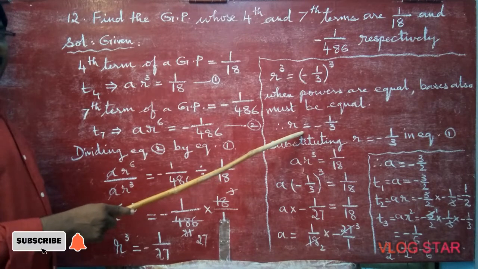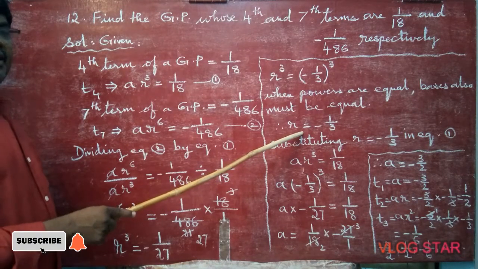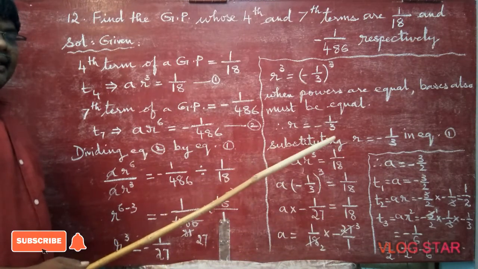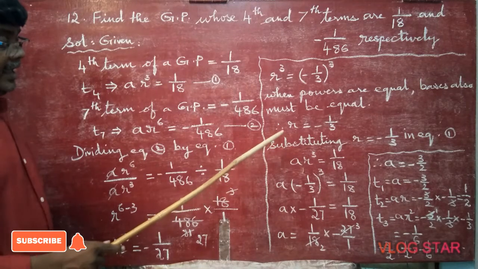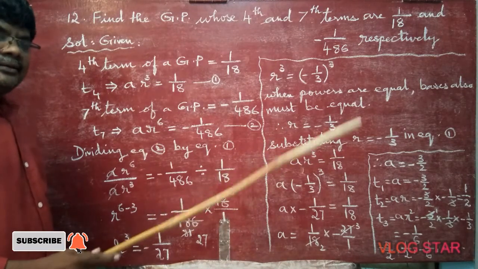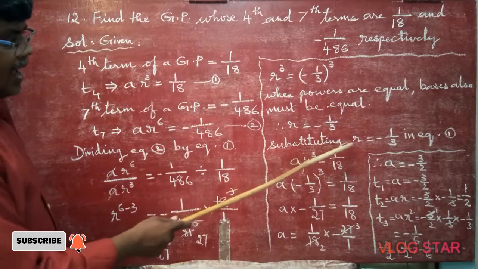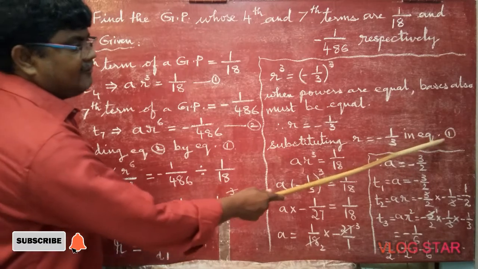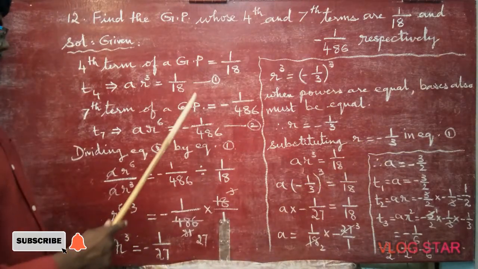In GP, when we know a and r, we can find any term. In AP, a and d. In GP, a and r. So we got only r. We want to find a. Substituting r is equal to minus 1 by 3 in equation 1. We are taking equation 1.